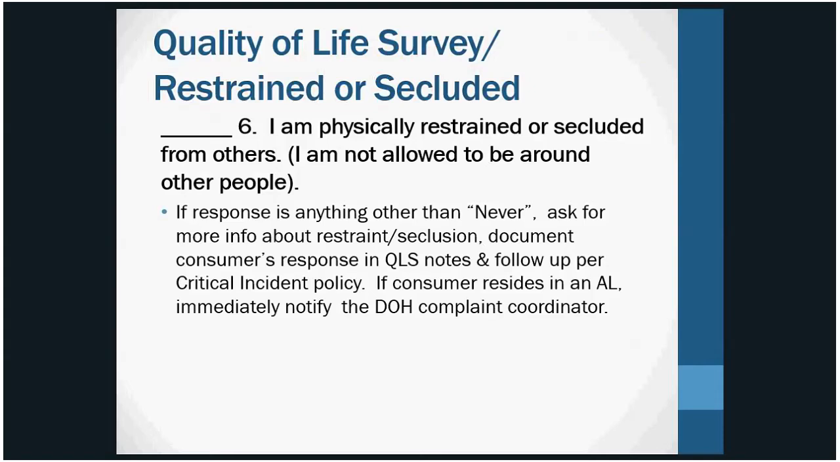The one change we made with it is when you hover over the question within the SAMS quality of life survey, you will see a message that says if the response is anything other than never, you need to ask more information about the restraint seclusion, document the consumer's response in the quality of life survey note, and follow up per the critical incident policy. Because restraints and seclusion have both been added as critical incident types, the follow-up guidance and documentation requirements are all included in the critical incident policy. If the consumer resides in assisted living, you want to immediately notify the DOH complaint coordinator, and that was per DOH request.